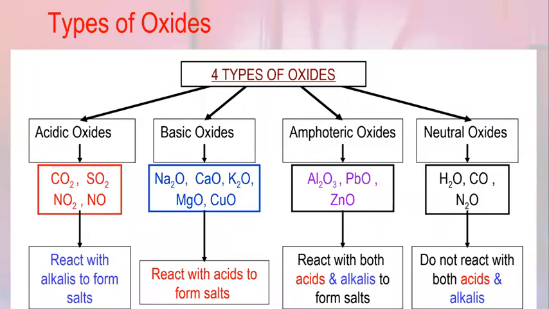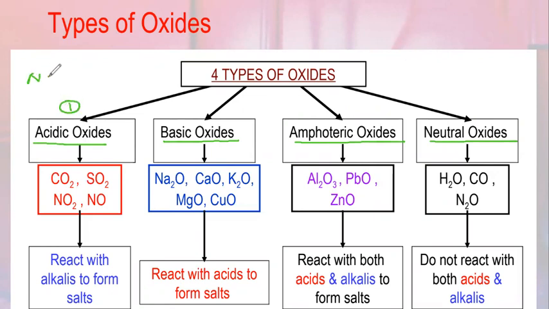In this video, we are going to talk about the type of oxides. So when we talk about the type of oxides, we have basically four types of oxides, as shown on the screen. We have the acidic oxides, the basic oxides, amphoteric oxides, and neutral oxides. So let's talk about the acidic oxides first.